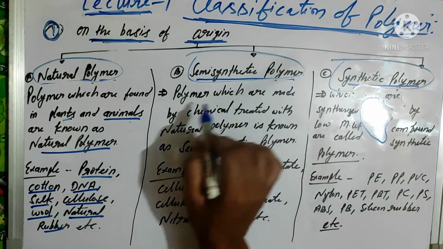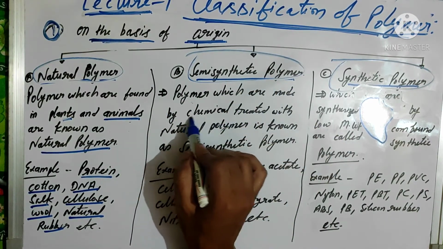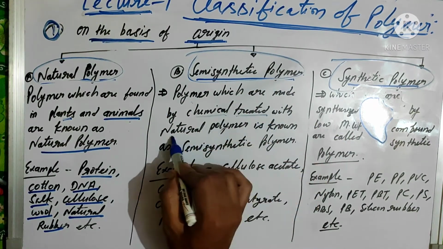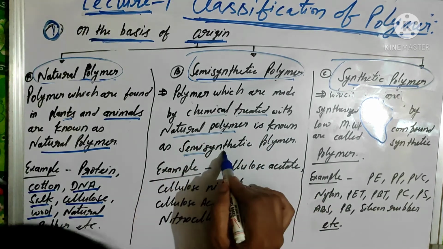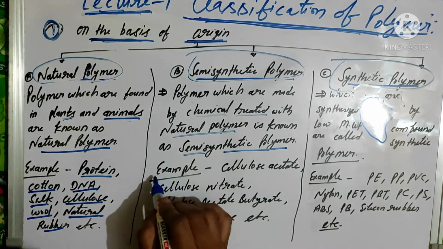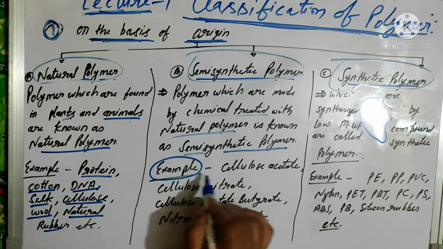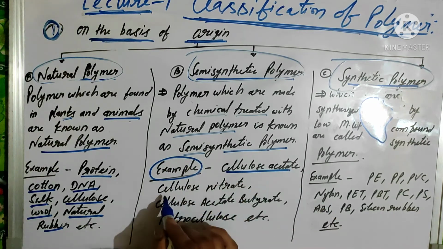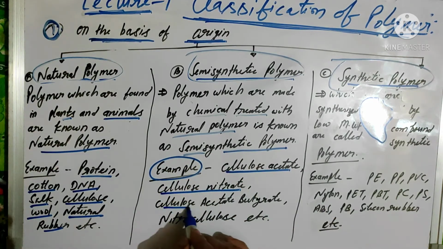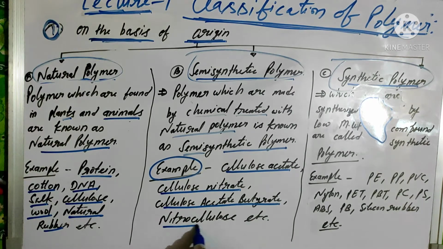Second, semi-synthetic polymer. The polymers which are made by chemical treatment of natural polymers are known as semi-synthetic polymers. Some examples of semi-synthetic polymers are cellulose acetate, cellulose nitrate, cellulose acetate butyrate, and nitrocellulose.